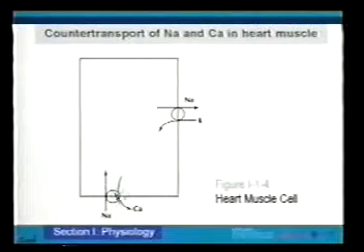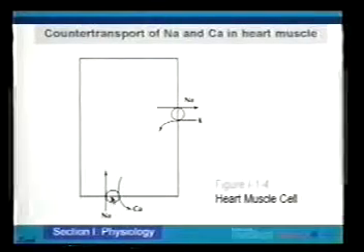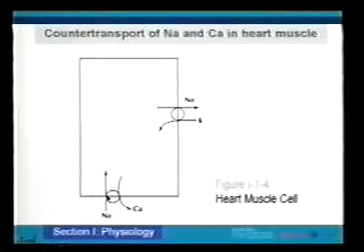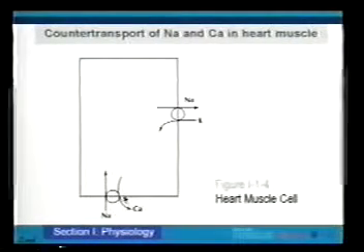Now, in this particular example, the second substance or second particle is transported in the opposite direction. So the inward movement of sodium here is used to pump calcium out of the cell. But again, as I just mentioned, the rate of this process depends upon the sodium concentration gradient. If you lose your sodium concentration gradient, the rate at which you pump calcium out of the cell will decrease.